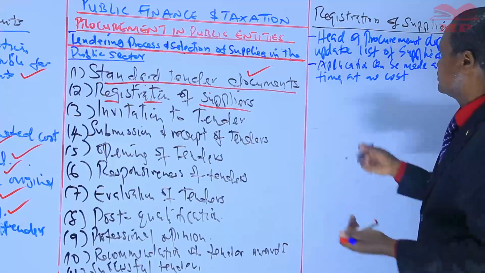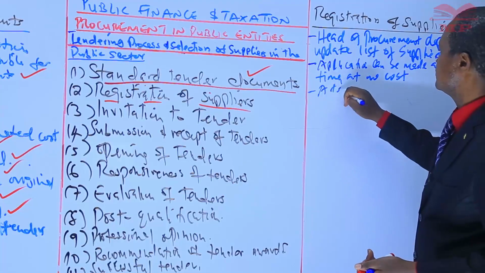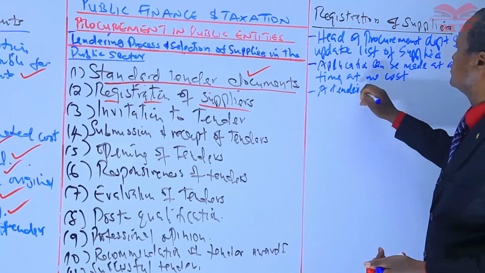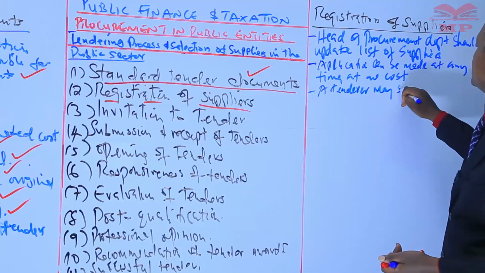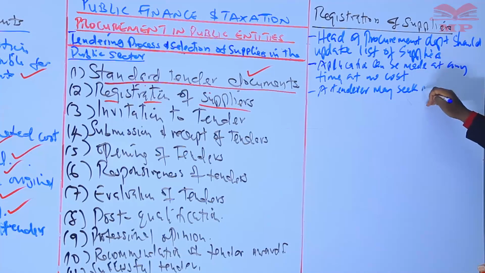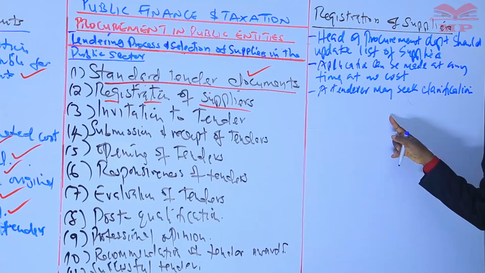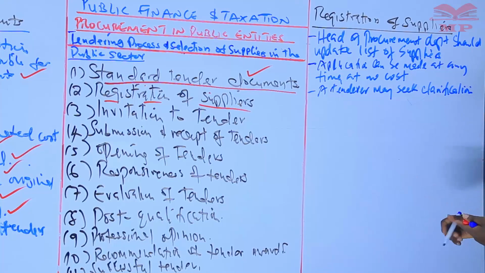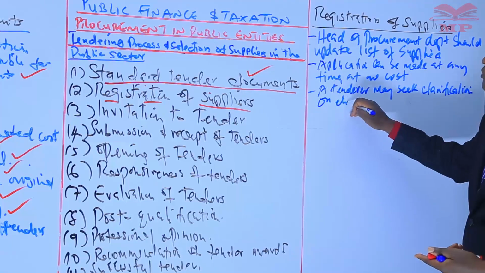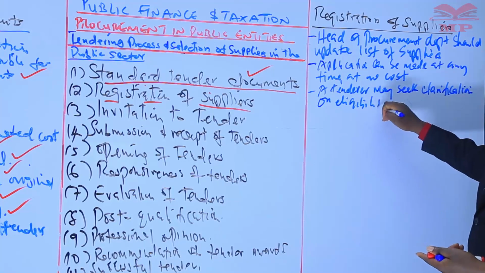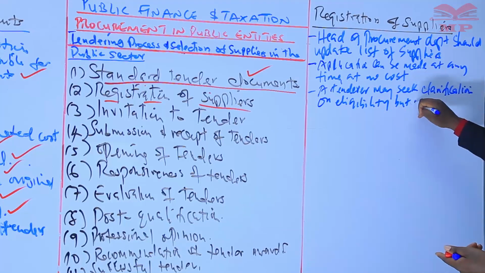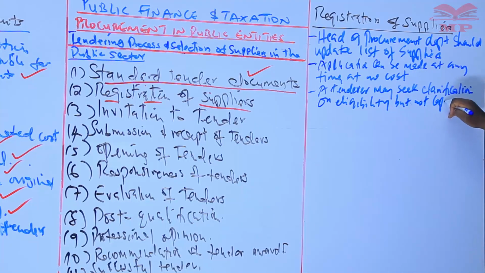Another point, a tenderer may seek clarification. A tenderer may seek clarification from the candidate or relevant government agency on eligibility, but not on capability. On eligibility, but not capability.